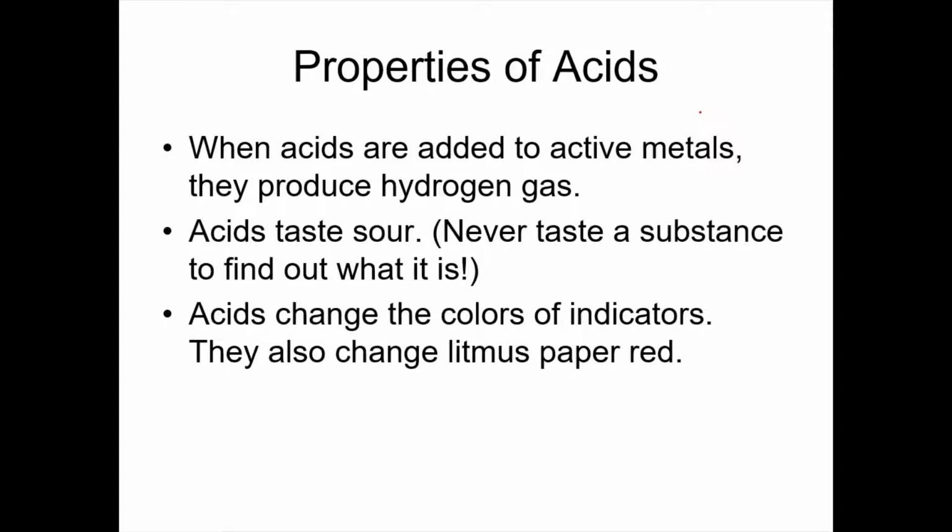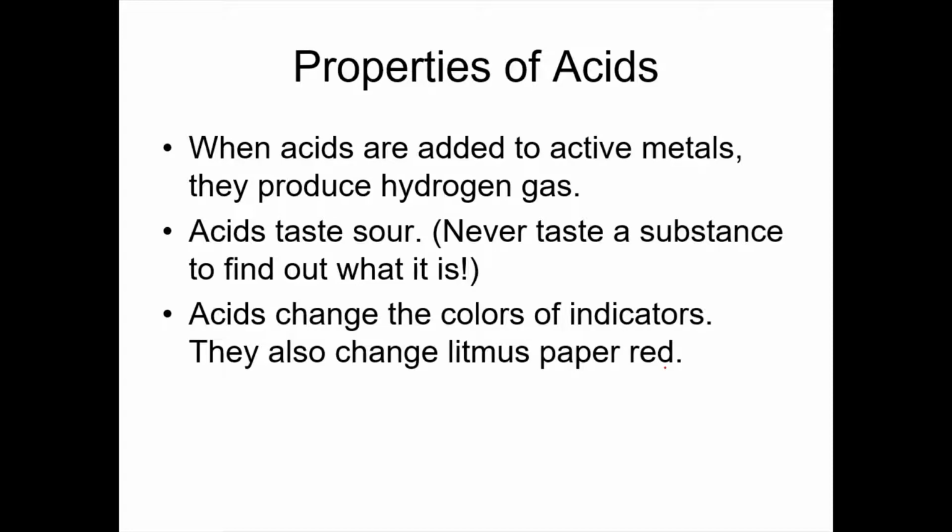There is a substance called litmus, and we can put it on paper. As you can see, the second sentence here says they also changed litmus paper red. So litmus is a substance that is red when it's in an acid, and it's blue when it's in a base. So if you take some litmus paper and put an acid on there, it'll turn red. And as we'll see in a few slides, if you put a base on there, it'll turn blue.